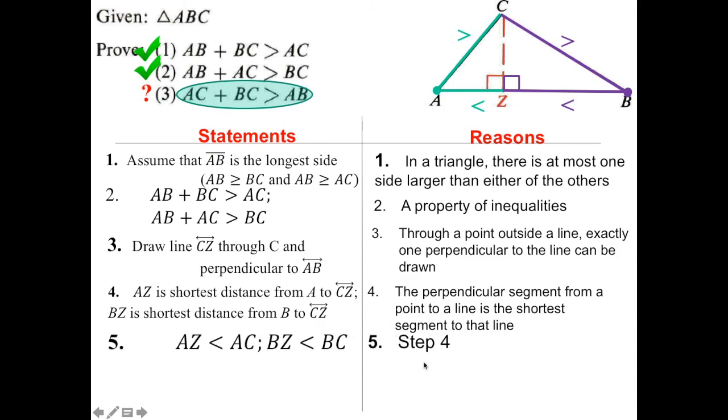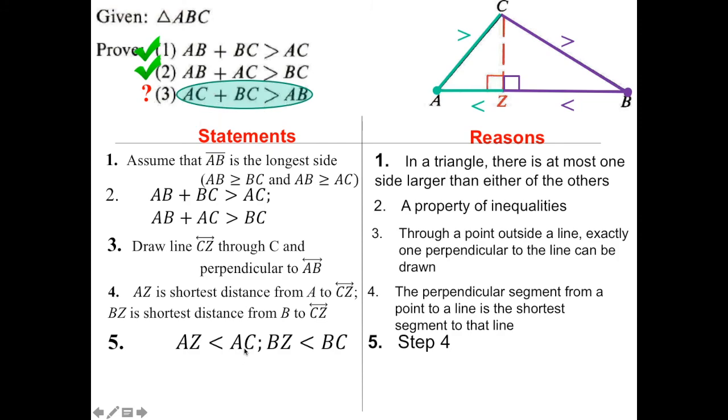So first thing we need to do, step 4, is to elaborate a little bit here. AZ is the shortest distance from A to CZ. So what we need to say here is that AZ is less than AC, right? Or AC is greater than AZ because AC is not the perpendicular segment to CZ. Also, we need to say, as we get into our proof here, that BZ is shorter than BC right here. And that's just from step 4. So now what we need to do is start making it look kind of like this.